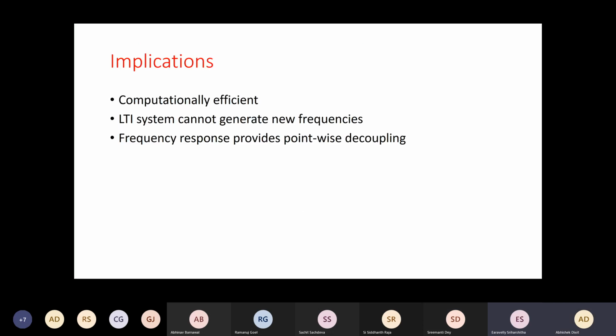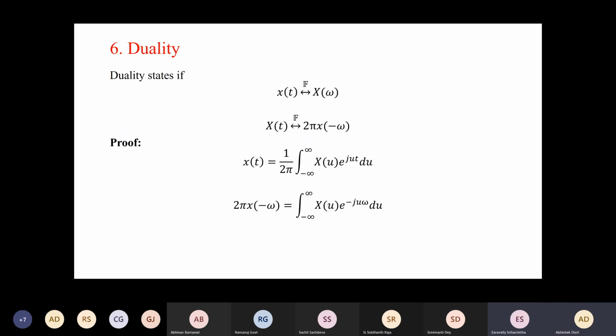So where I was, yeah, duality. x(t) has a transform X of omega.